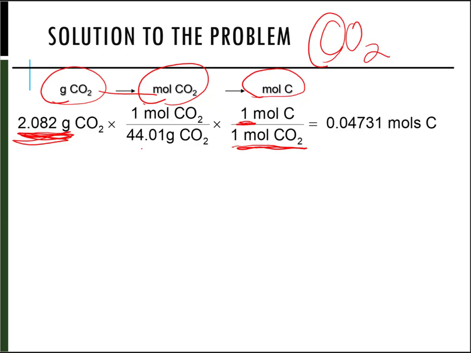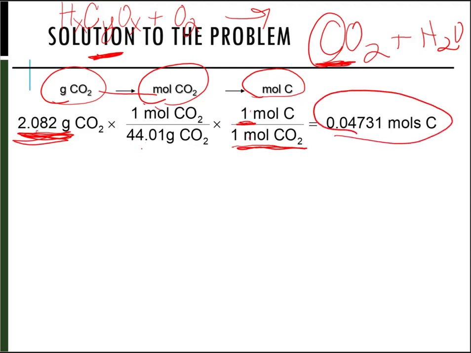So if I have a hydrocarbon compound, we said it was hydrogen something, carbon something, oxygen something, plus O2 to give me CO2 and H2O. However many carbons are on the right is how many carbons I need on the left. So let's look at that mole to mole ratio. So we went grams to moles, moles to moles. I get how many moles of carbon there are.